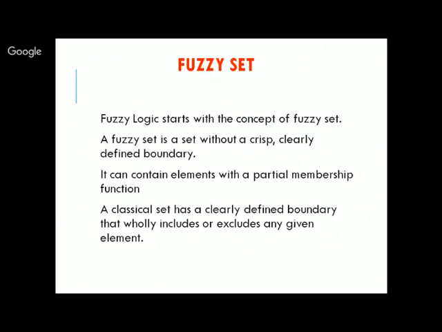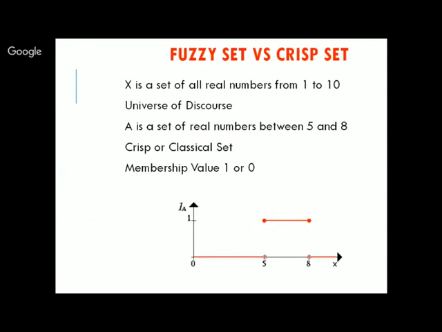partial membership value also. Now see here, a set of real numbers from 1 to 10 is the universe. And we took a set of numbers between 5 and 8, A. If I draw a Venn diagram, we'll have a circle within a rectangle with 5, 6, 7 and 8 in A. And we say that 5 is a member and 2 is not a member.